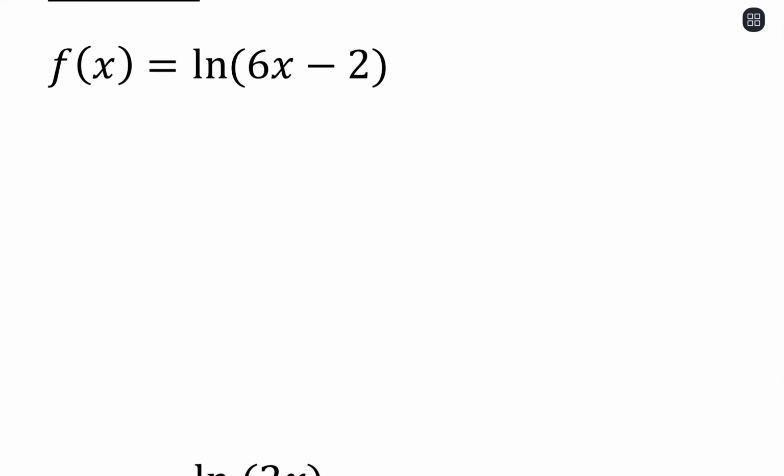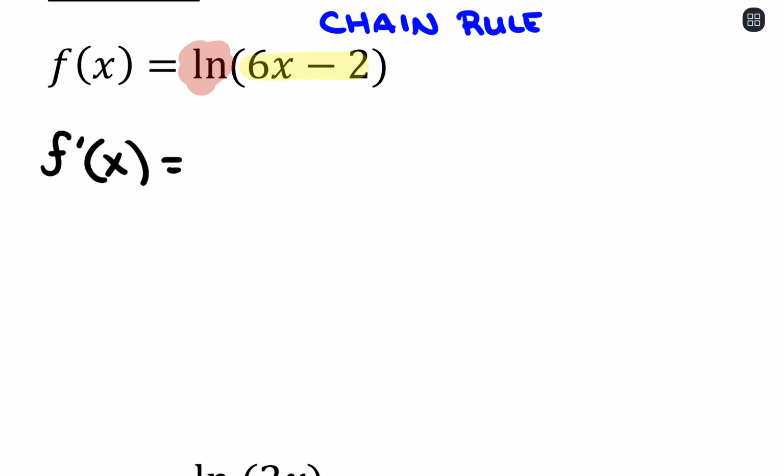So we have this function. On the outside, we're taking a natural logarithm. On the inside, we have the 6x minus 2. So this is going to use the chain rule when we take the derivative. So the derivative: the outside, that natural log, is telling us to do 1 over and then our inside function. So we're going to have 1 over 6x minus 2. And then we're going to multiply this with the derivative of the inside function, the derivative of 6x minus 2, which is just going to leave us with 6.